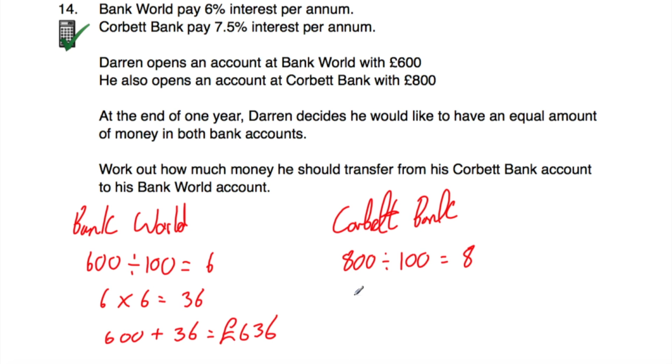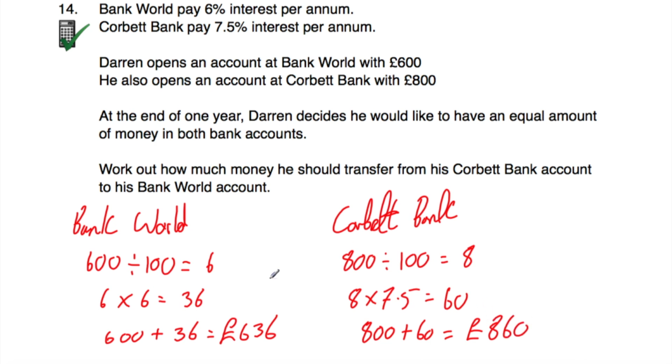And this is a calculator question, so we can take the £8 and multiply by 7.5, and that's equal to £60. So that means if we add, that's how much interest he receives at Corporate Bank. So if we take the amount of money he put in, the £800, and we add the interest, which is £60, at the end of the year, he'll have £860.